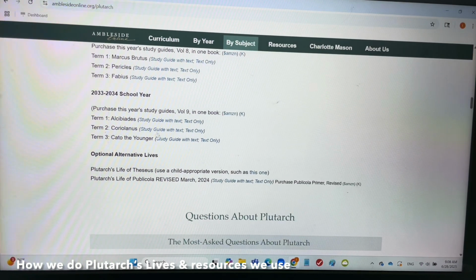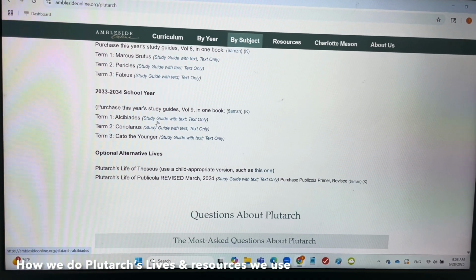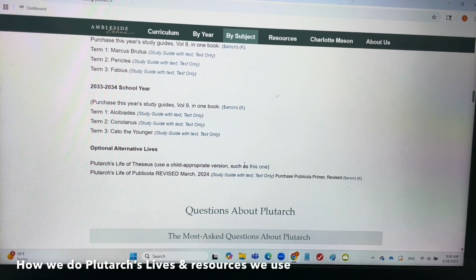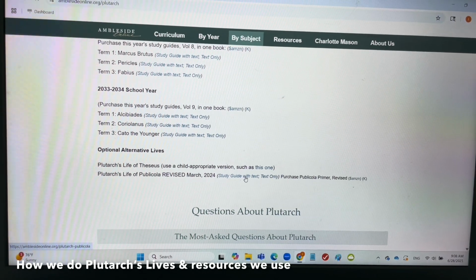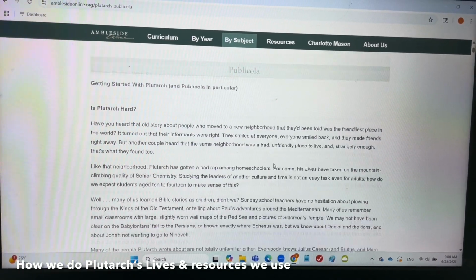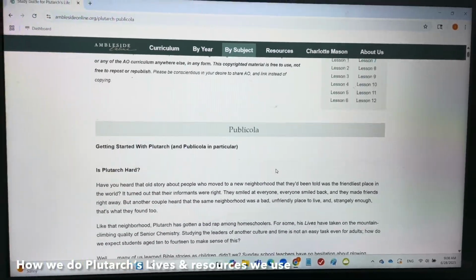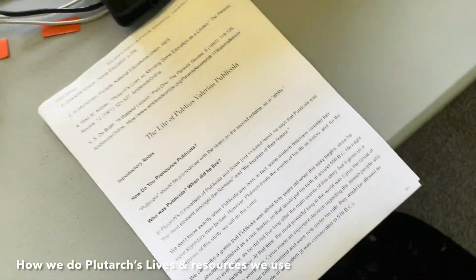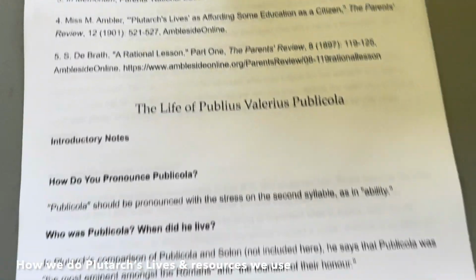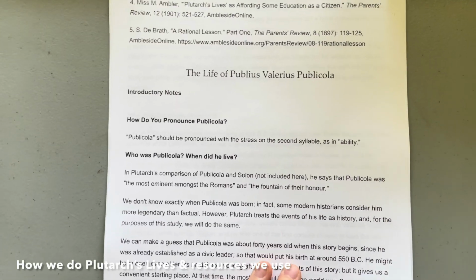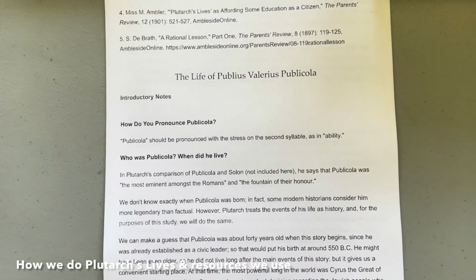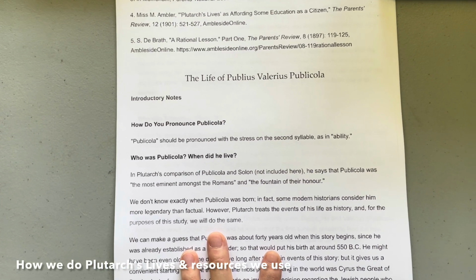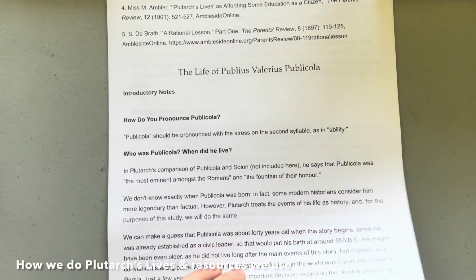And for each life, there's Anne White's study guide with text that's for free on the website. So that's Publicola. And AO's website is printer friendly. I function better when seeing words on paper, so I printed the first pages. I printed 2 lessons, like they divide one life into 1 term, that's 12 weeks, so that's 2 weeks.